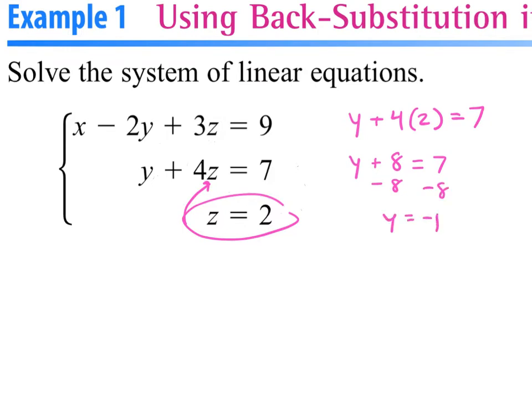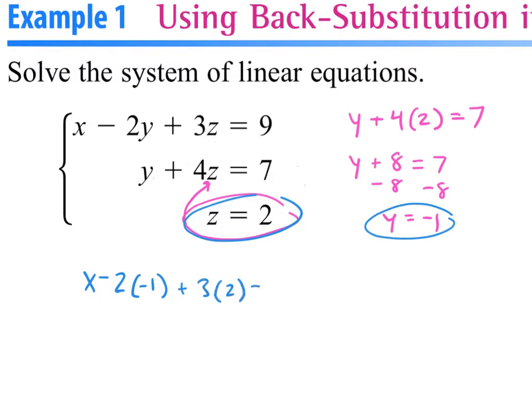Perfect. What do you think we do next? Plug it into the first equation. So we're going to plug in y and plug in z into the first equation. So we have x minus 2 times y, which is negative 1, plus 3 times z, which is 2, and that's equal to 9.